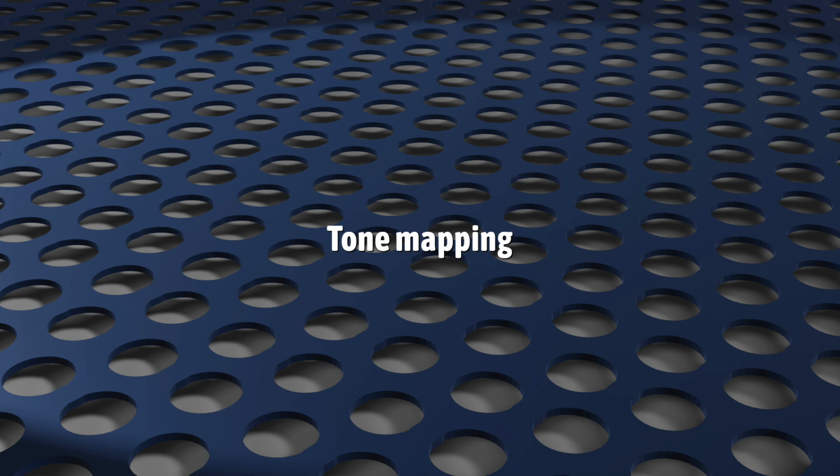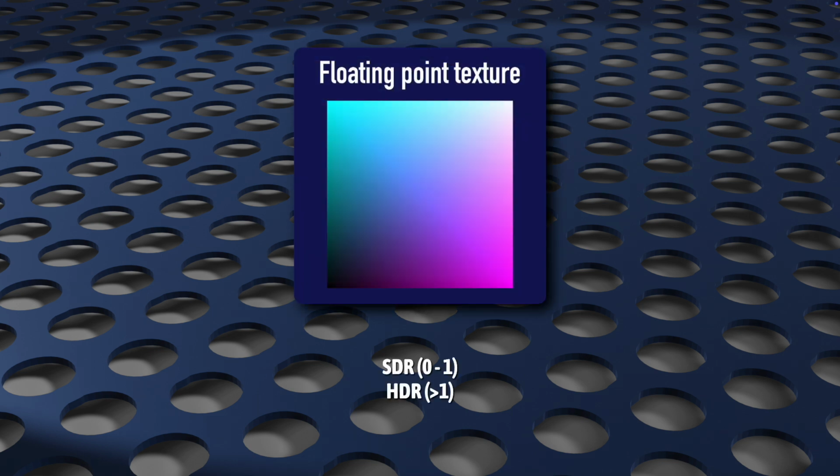Tone mapping as it relates to bloom is much more complicated than I expected when I started making this video. It may also end up being the one that you'll spend the most time tweaking to get just right. So let's just start with the basics. We have a floating point texture. It's capable of storing both standard dynamic range content with color values between 0 and 1, and HDR content with color values greater than 1.